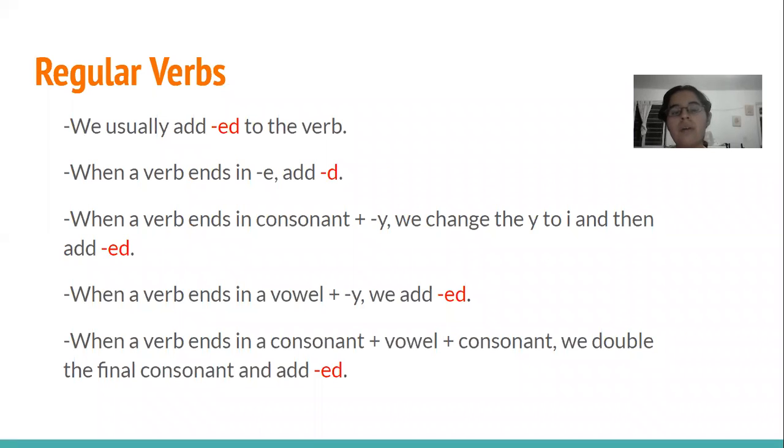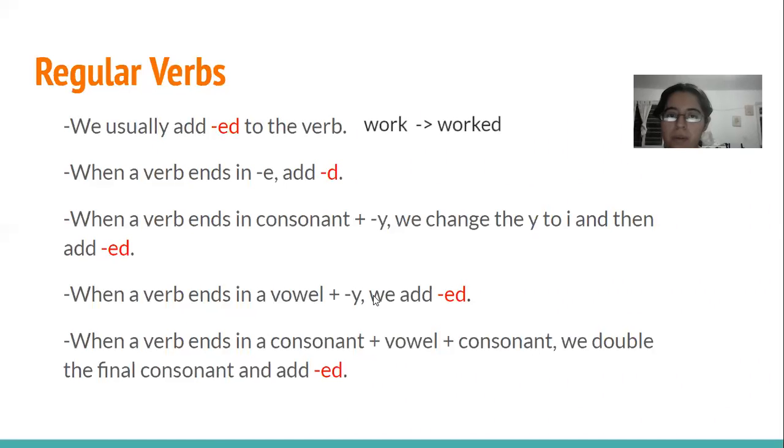So when we have regular verbs, we usually just add ed to the verb, but when it ends in an e, we just add the d. When it ends in a consonant plus y, we change the y to an i and then add ed. When the verb ends in a vowel plus y, we just add ed. And when a verb ends in consonant, vowel, consonant, we double the final consonant and add ed.